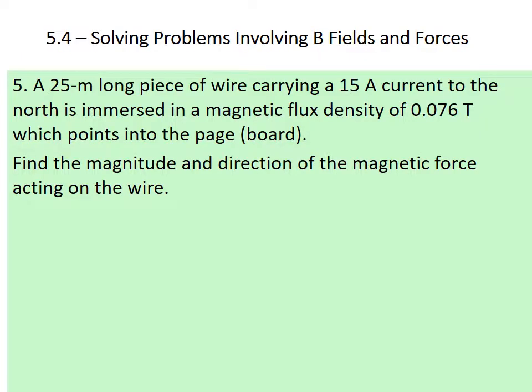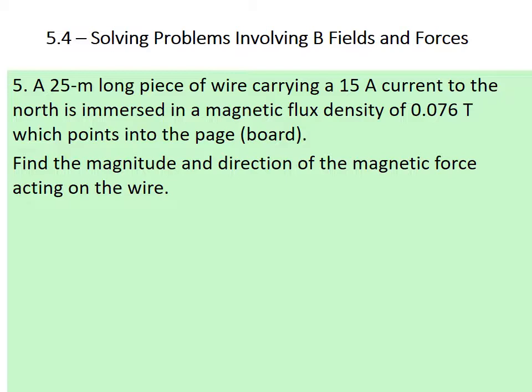Question 5. A 25-meter long piece of wire carrying 15 amps of current to the north is immersed in a magnetic flux density of 0.076 Tesla, which points into the page. Find the magnitude and direction of the magnetic force acting on the wire.